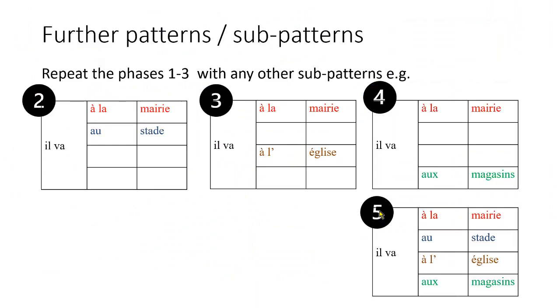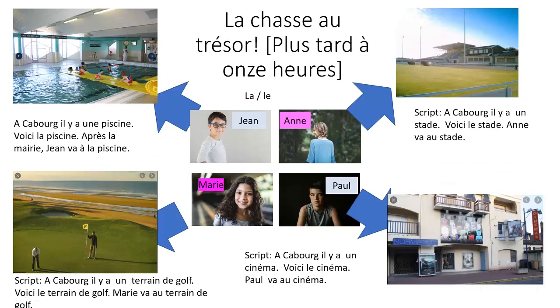Before you go on to the productive stage in this particular instance, you're also going to have to practice the other subcategories, the sub-patterns of the phrase to the. So I would suggest you could contrast, first of all, the feminine with, they're all masculine. So, à Cabourg, il y a une piscine, voilà la piscine. Jean va à la piscine. Mais Anne, à Cabourg, il y a un stade, voilà le stade. Anne va au stade. Paul va au cinéma. Marie va au terrain de golf.